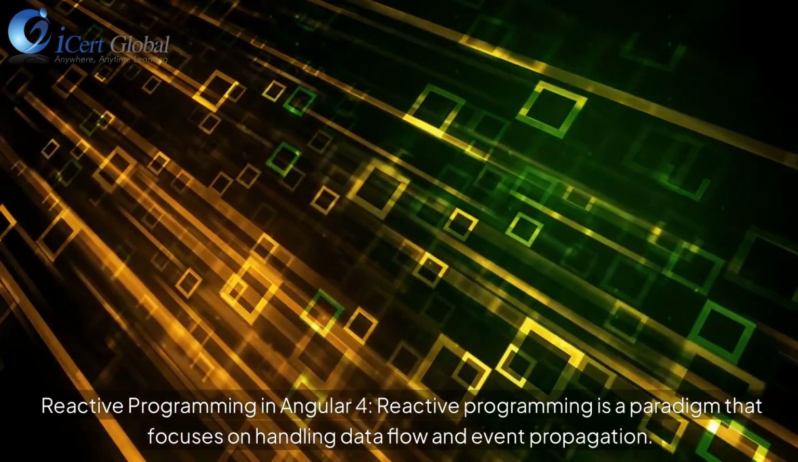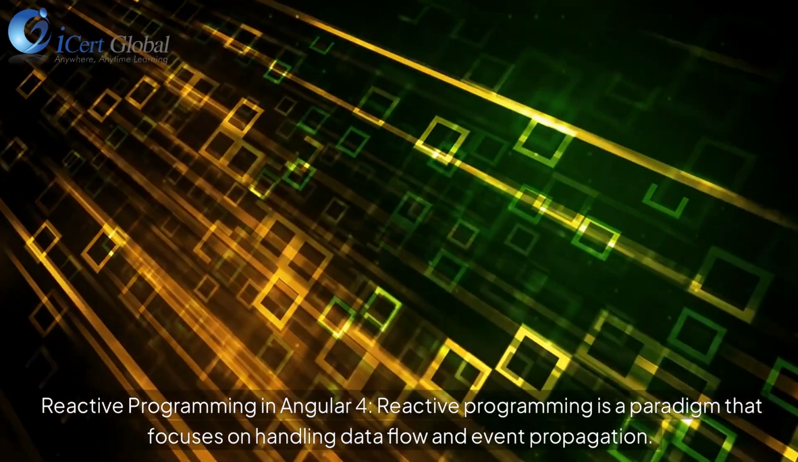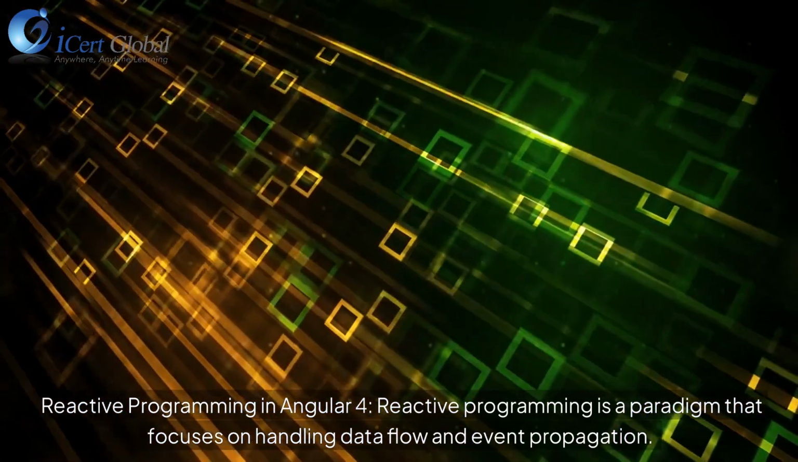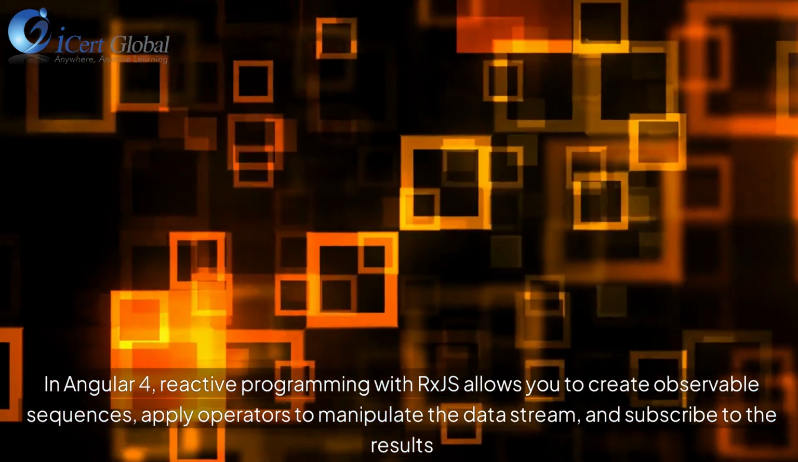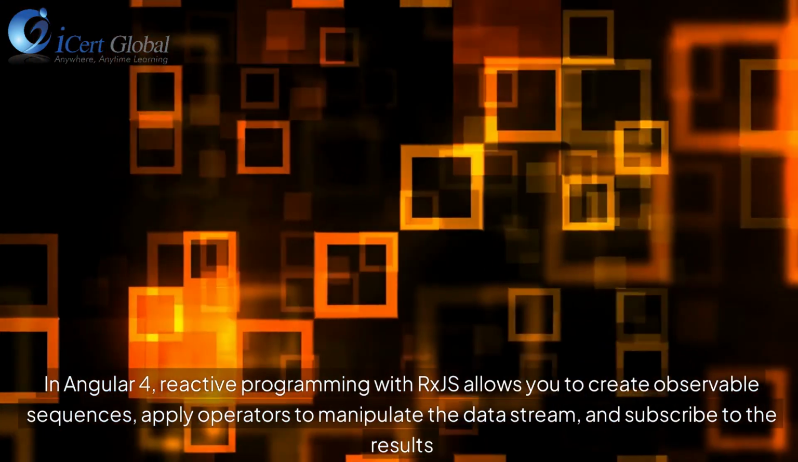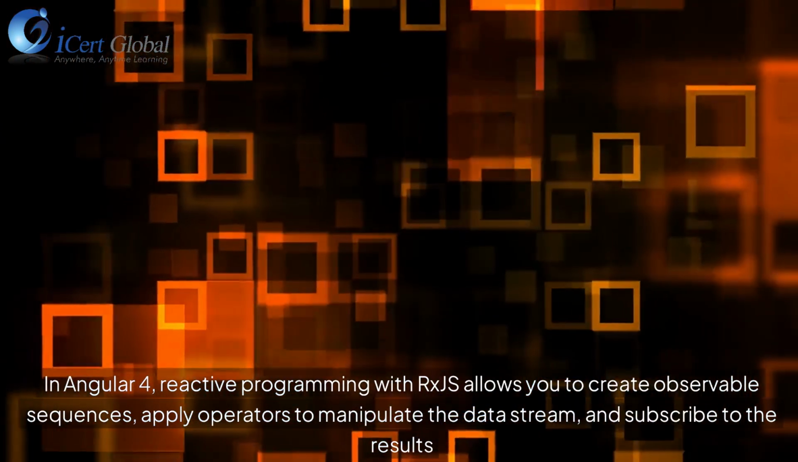Reactive programming in Angular 4. Reactive programming is a paradigm that focuses on handling data flow and event propagation. In Angular 4, reactive programming with RxJS allows you to create observable sequences, apply operators to manipulate the data stream, and subscribe to the results.